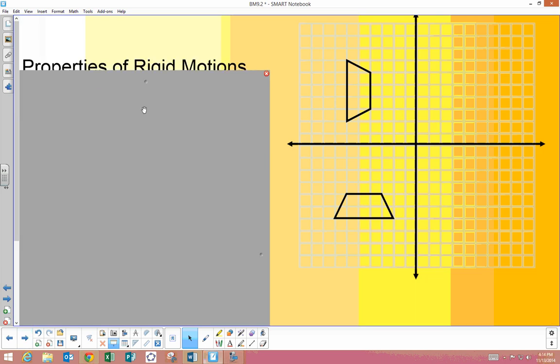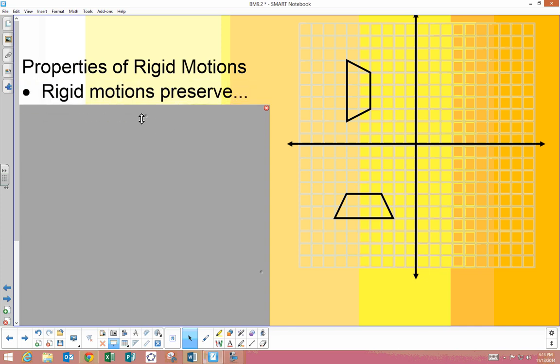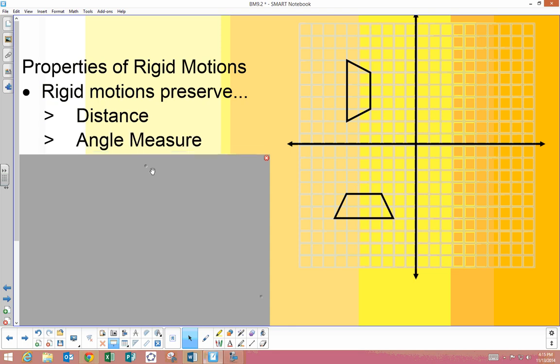Okay, first let's look at properties of rigid motions. Remember, rigid motions are isometric, meaning that size and shape do not change. Okay, we'll use these two figures for example. So rigid motions preserve distance. For example, this side is 5 long and its corresponding side down here is still 5 long. So distance is preserved. So are angle measures. This angle here is the same as its corresponding angle down here. And collinearity. So if 2 points are on the same line, then they remain on the same line no matter what.